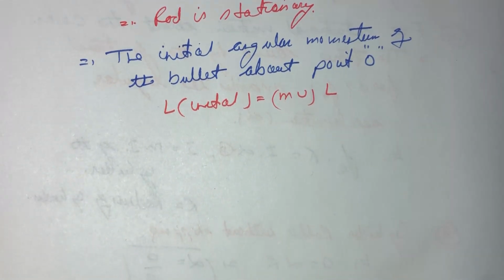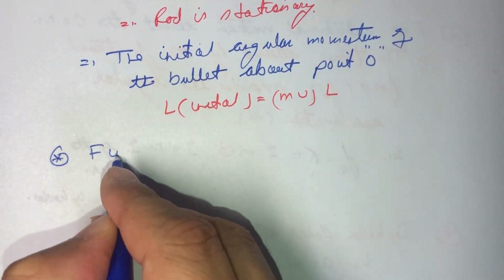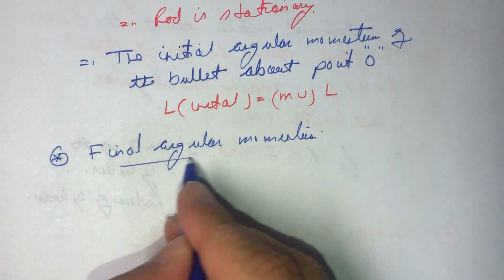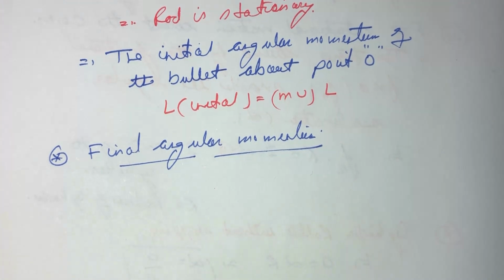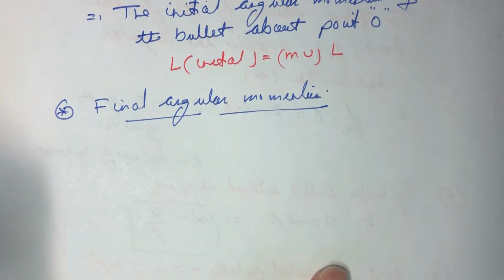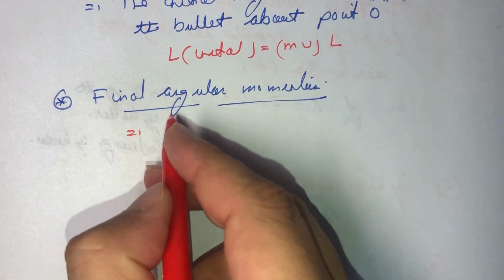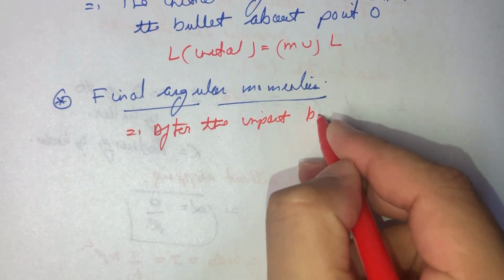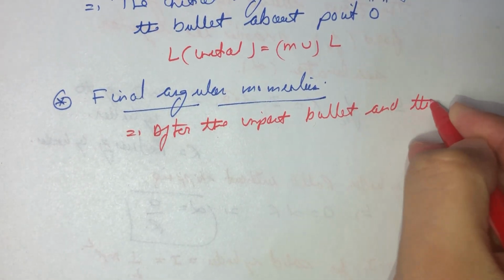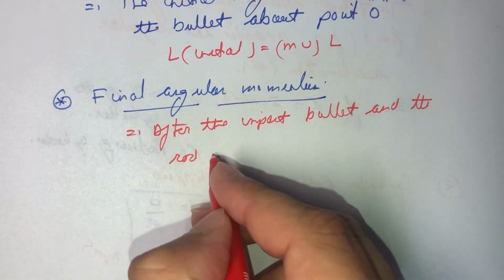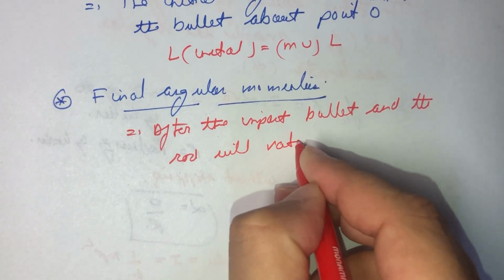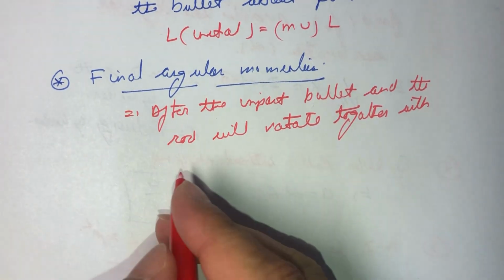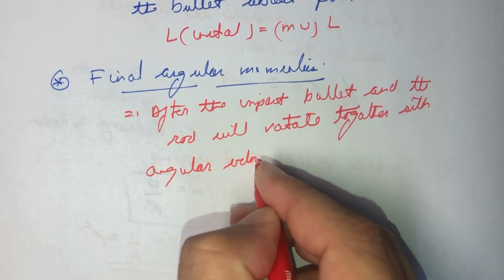Now we are going to write the equation for the final angular momentum. Now after the impact, the bullet gets embedded in the rod. So you can say that after the impact, the bullet and the rod will move together, will rotate together with angular velocity omega.